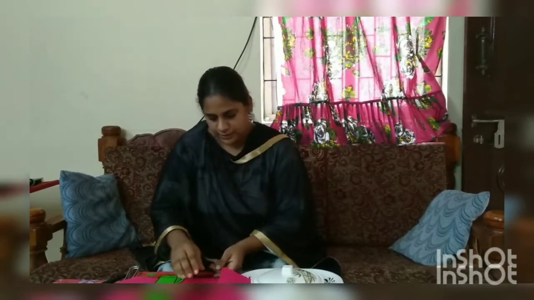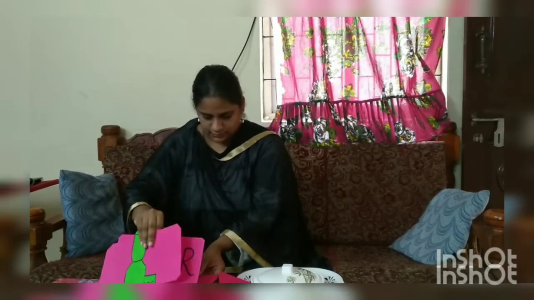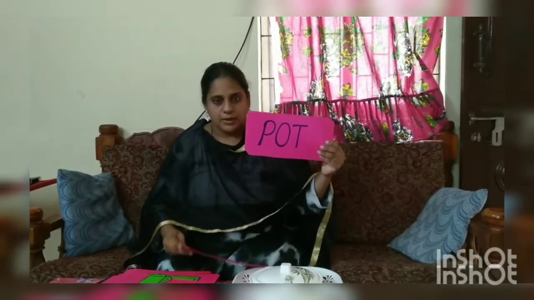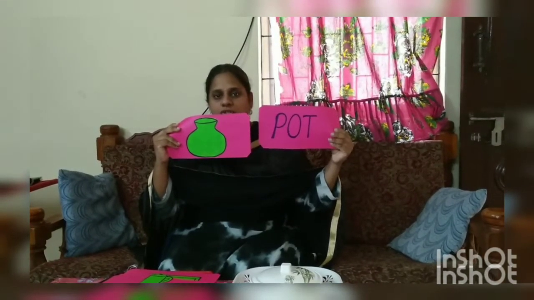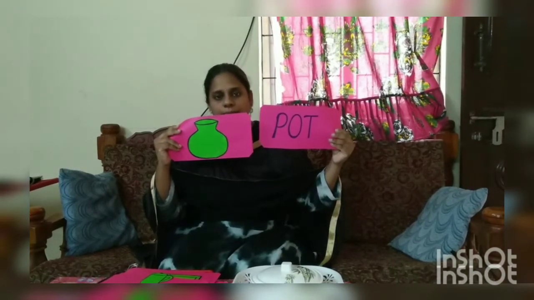Yes children, now we'll have a small recap. Now can you see the name of this picture? Can you name this picture for ma'am? This is called a pot, children. What is a pot used for? A pot is used for storing water and also for cooking food. Now, I am going to teach you the spelling for pot. How do we spell the word pot? P-O-T, pot. A pot is used for storing water and also for cooking food.